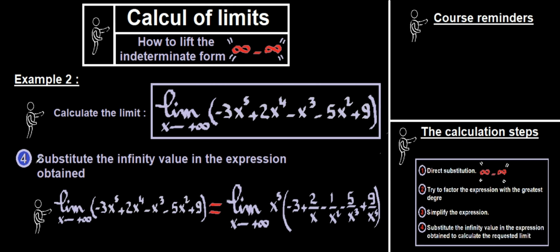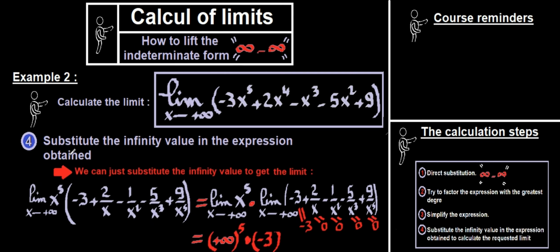Step number 4. Substitute the positive infinity in the expression obtained. The limit as x approaches positive infinity of the expression is equal to the limit as x approaches positive infinity of this expression. Now, as the indeterminate form was lifted, we substitute the positive infinity in this expression.